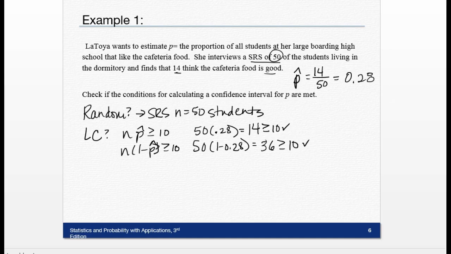This is the kind of work that you need to show me. You show me you did n times p hat is equal to whatever, and it's greater than or equal to 10. A lot of people forget this portion of it, but I want to make sure you do that every time. And the 10 is always the same. 10 never changes. Okay?